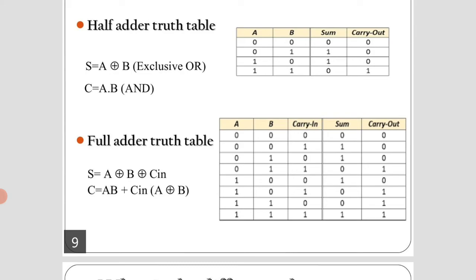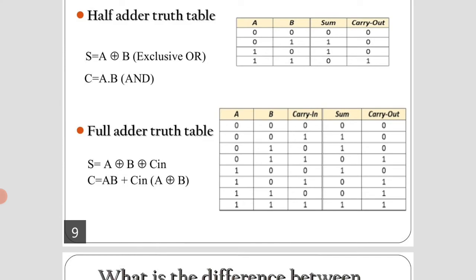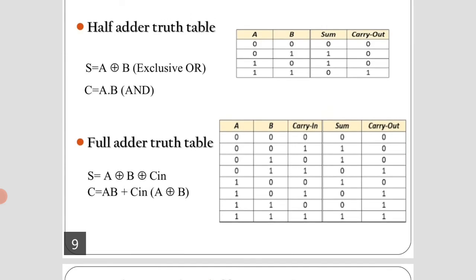For carry out, Cout is equal to AB plus Cin times (A XOR B). The truth table is: for 0 0 0 carry out is 0, 0 0 1 carry out 0, 0 1 0 carry out 0, 0 1 1 carry out is 1, 1 0 0 carry out is 0, 1 0 1 carry out is 1, 1 1 0 carry out is 1, and for 1 1 1 carry out is 1. This is the truth table for the half adder and full adder circuits.